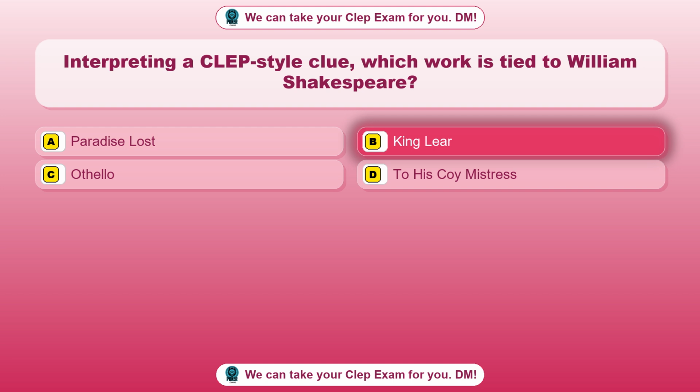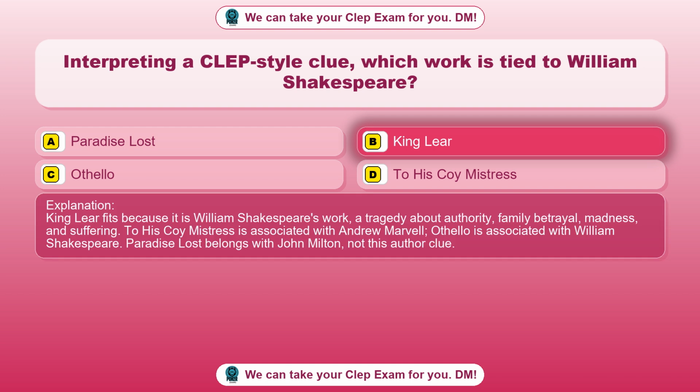King Lear. King Lear fits because it is William Shakespeare's work, a tragedy about authority, family betrayal, madness, and suffering. To His Coy Mistress is associated with Andrew Marvell. Othello is associated with William Shakespeare. Paradise Lost belongs with John Milton, not this author clue.